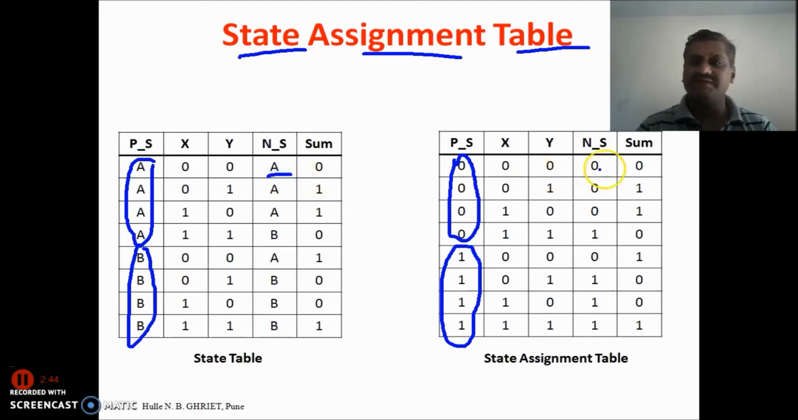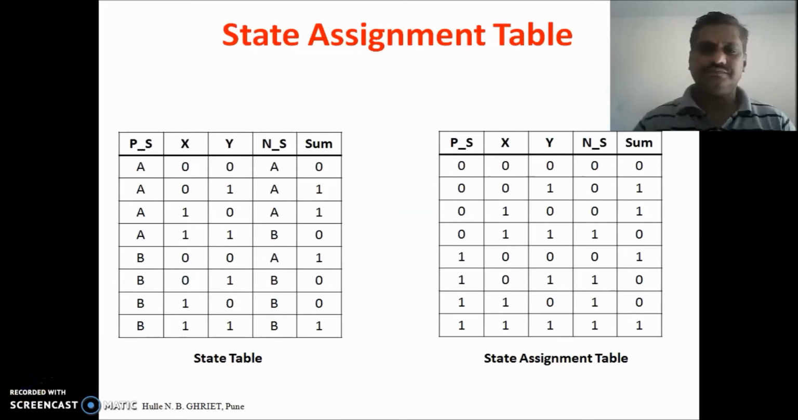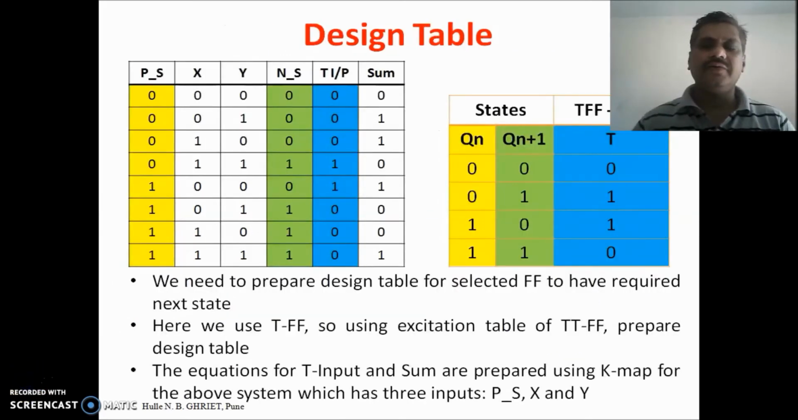Now look here. For A, the number is 0. Similarly for B, the number is 1. Then for state A, the number is 0, and finally for state B, the number is 1. Means in this case we are assigning only a binary number to each state, and that is nothing but the state assignment. Now here we can prepare the next table, which is nothing but the design table.